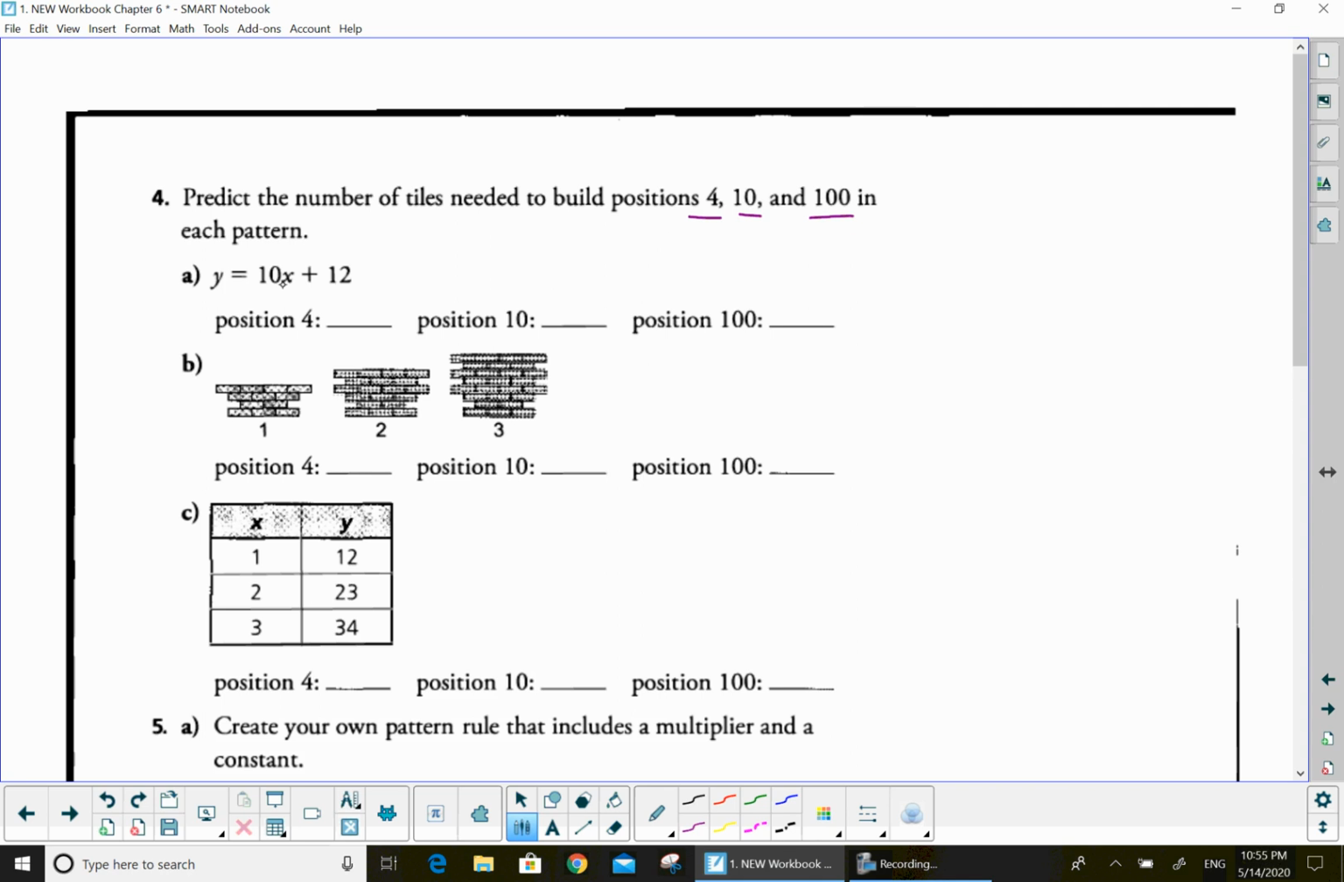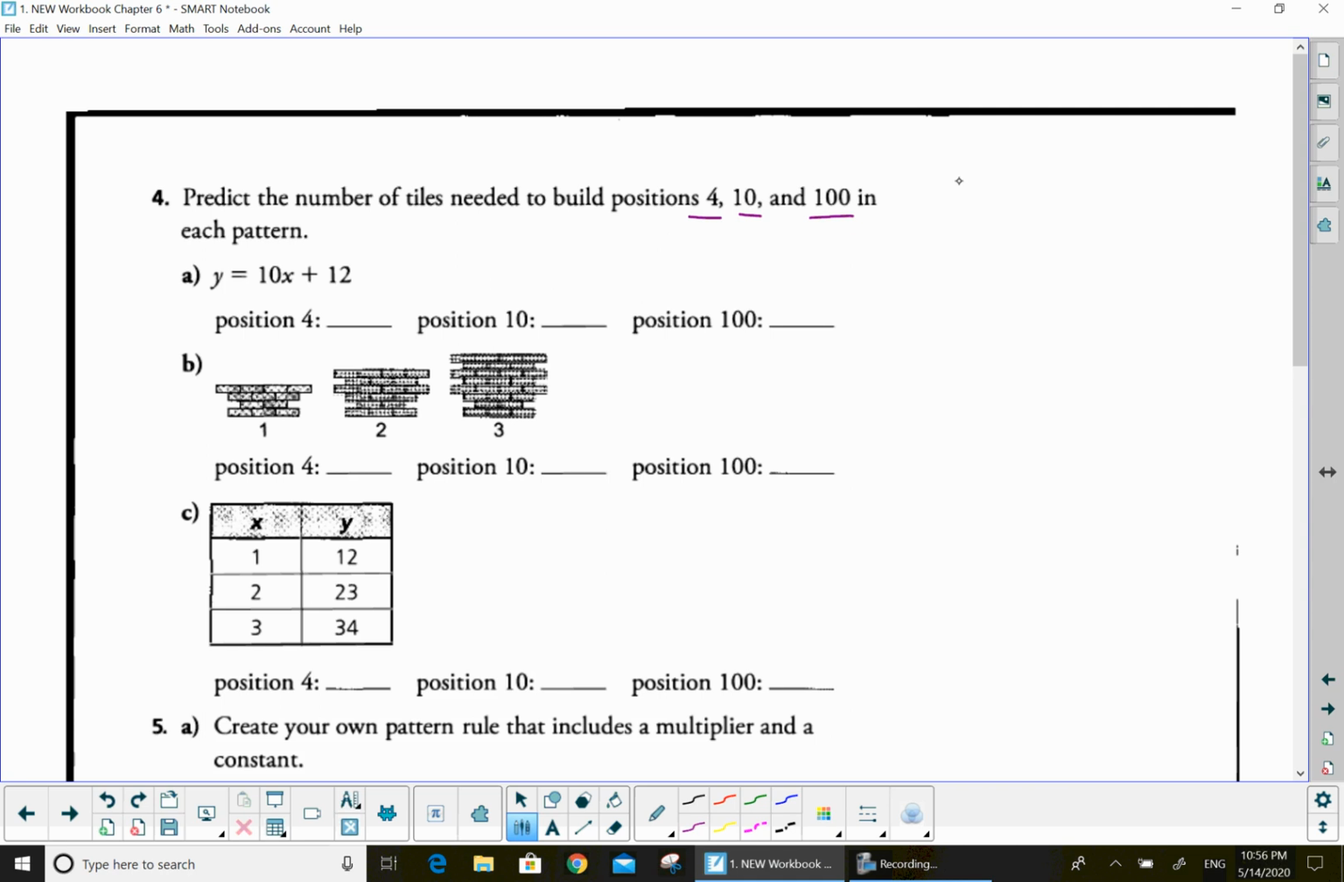So you can see that 10 is the multiplier, which means that whatever this pattern is, it's increasing by 10 from position 1 to 2, and then by 10 from position 2 to 3, and so on and so on. But the constant is 12. It stays the same, with 12 of these tiles, let's say we're talking about tiles.